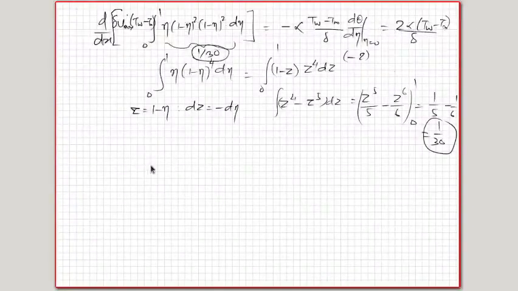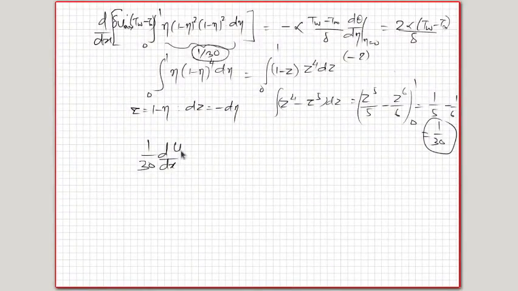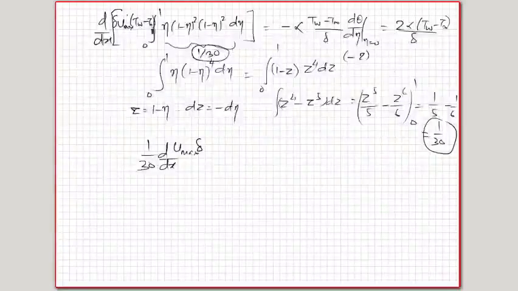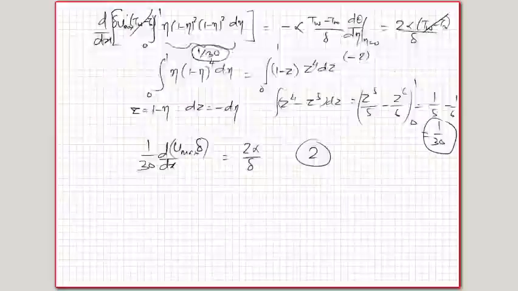So now this whole equation can be simplified and written as 1 by 30 d by dx of U max delta. T wall minus T infinity is independent of x because it's a constant wall temperature and T infinity is also a constant, so it can be taken out, and you can actually cancel out the T wall minus T infinity from the two sides. So it will only have U max delta is equal to 2 alpha by delta. Okay, so this is equation number 2.